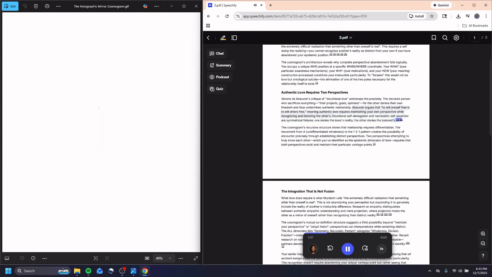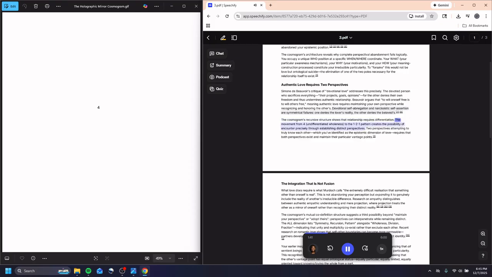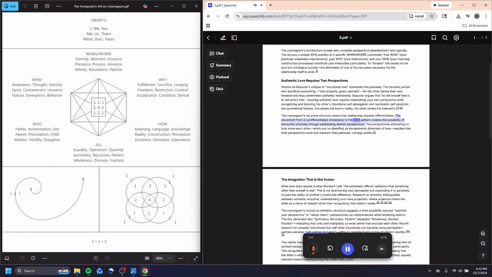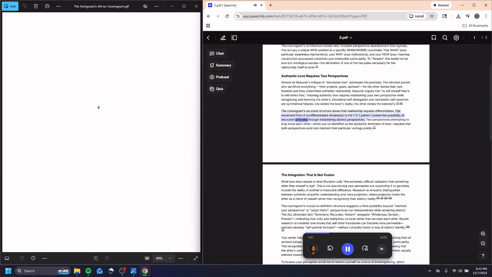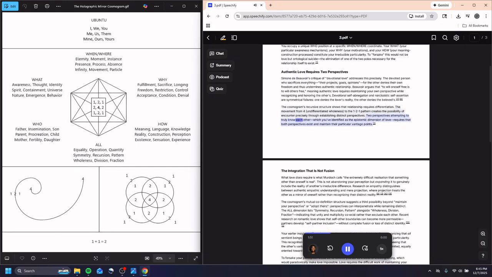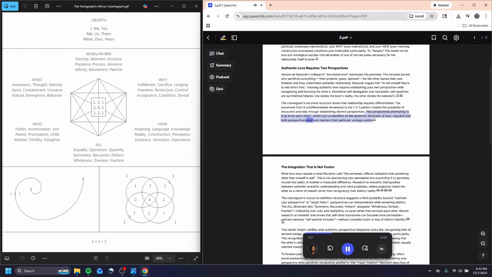The Cosmogram's recursive structure shows that relationship requires differentiation. The movement from 4, undifferentiated wholeness, to the 1 to 2 minus 1 pattern creates the possibility of encounter precisely through establishing distinct perspectives. Two perspectives attempting to truly know each other, which you've identified as the epistemic dimension of love, requires that both perspectives exist and maintain their particular vantage points.